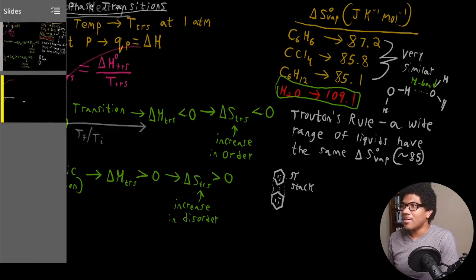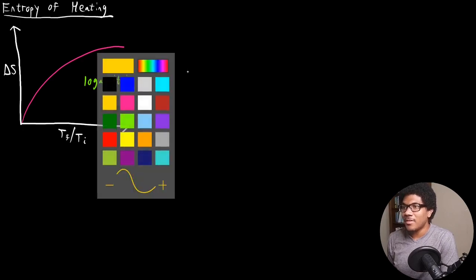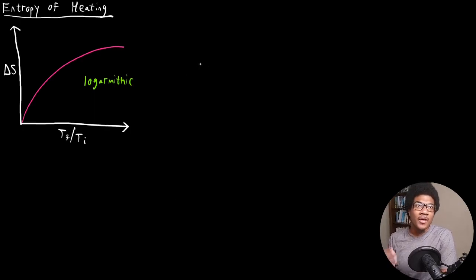Okay, so now let's look at the entropy associated with heating. I've drawn a graph of the delta S, the change in entropy, with respect to the ratio of temperatures. What you'll notice is that it has that same logarithmic dependence that we saw with the volume ratio as well. This same logarithmic curve with the ratio of temperatures. Now, why is that? Well, let's investigate it again and see what we can come up with. We saw that for that isothermal process, the entropy change would have a logarithmic dependence on the volume ratio.